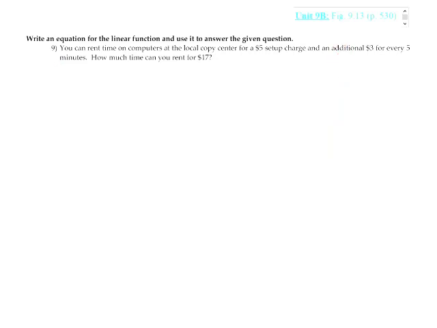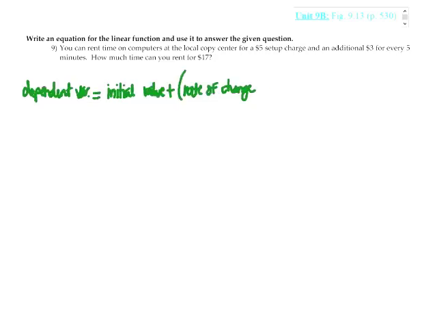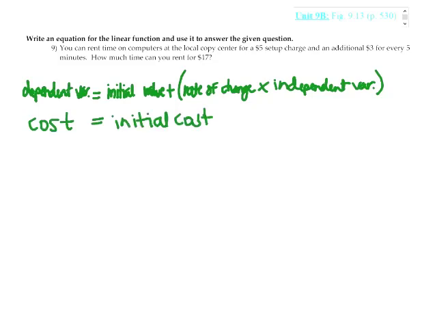So for this problem, you'll want to use the following formula. Dependent variable is equal to initial value plus, in parentheses, the rate of change multiplied by the independent variable. So that's the formula that you're going to want to use for this. For us, the dependent variable in this problem is going to be cost because it varies depending on time. So cost is our dependent variable, and it equals the initial value plus, in short, the change in cost.